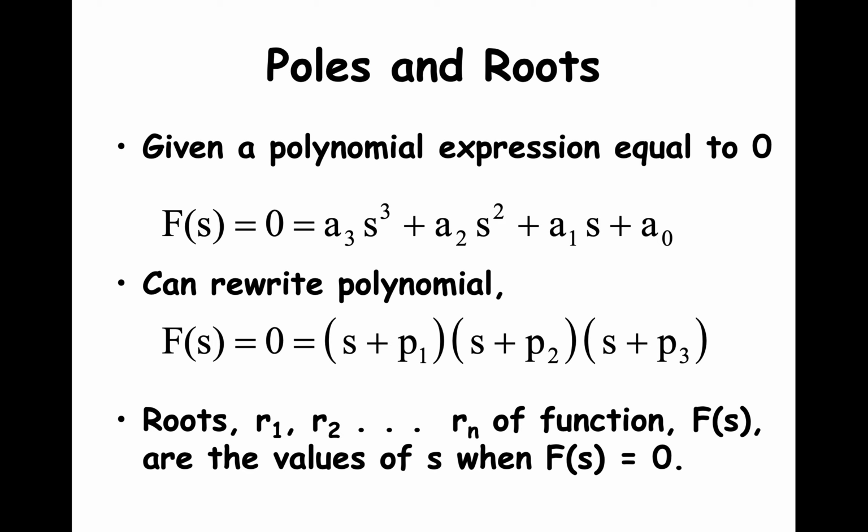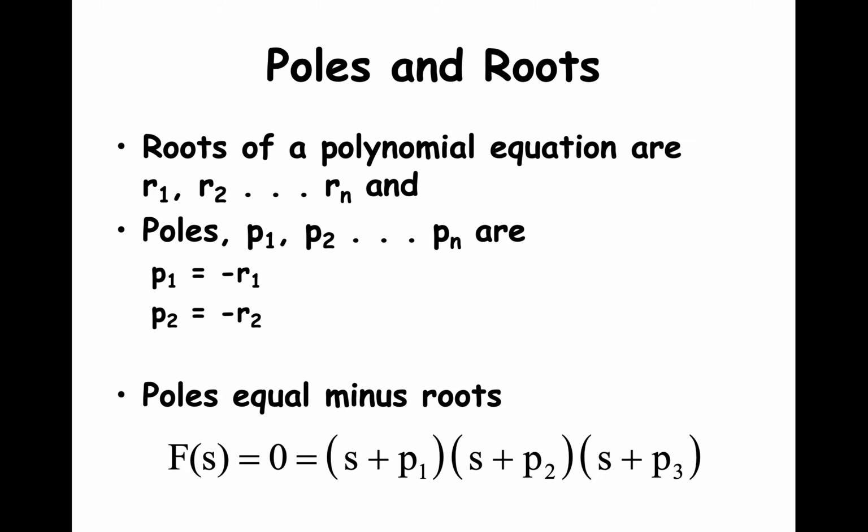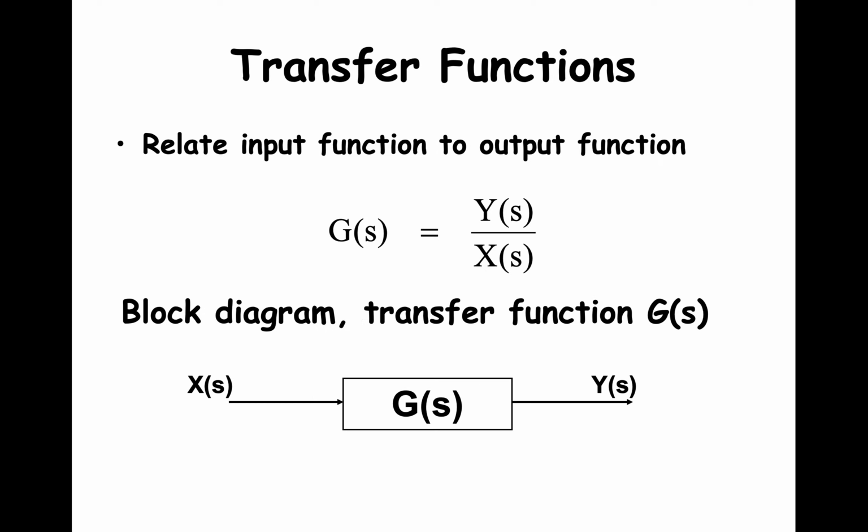We usually use r to represent the roots, and r1 equals minus p1, r2 equals minus p2, and on and on. For many problems, we find the roots of a polynomial equation, and once we know the roots, we know the poles, because the poles are the negations of the roots. The bottom line is that the relation between a polynomial root and the equation poles is quite simple.